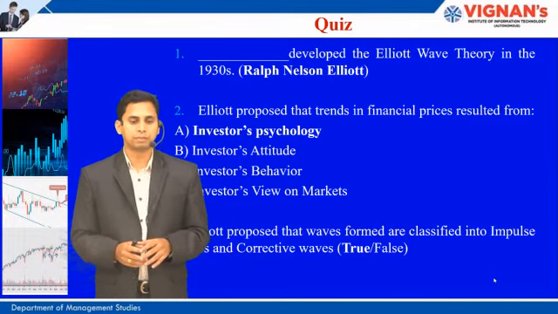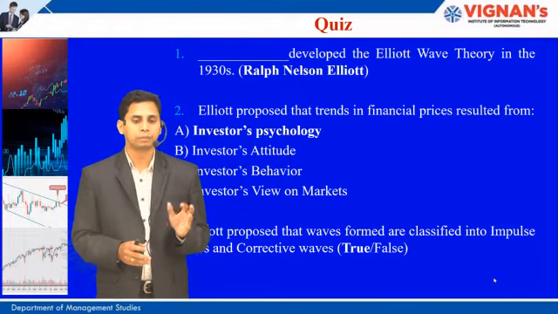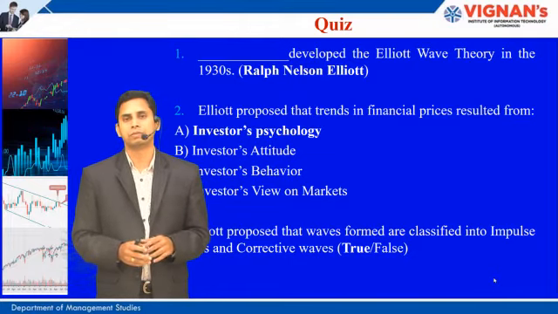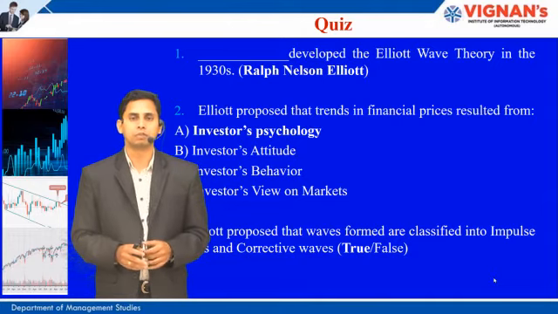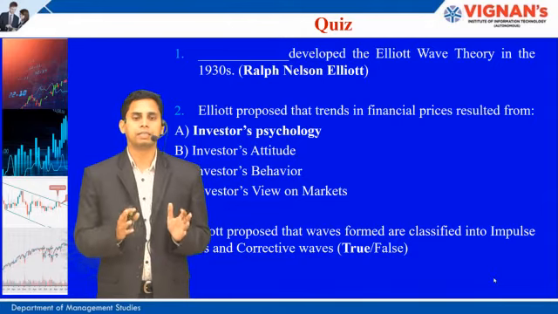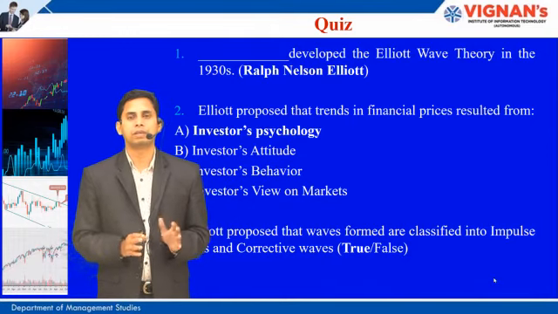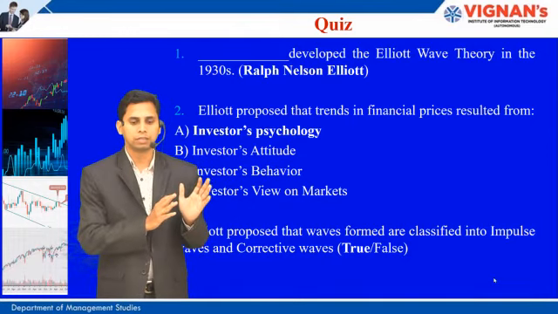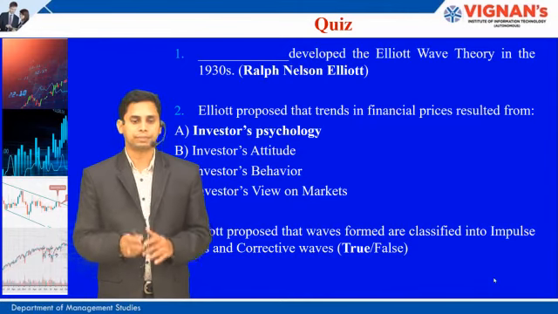Elliott proposed that the waves formed are classified into impulse waves and corrective waves. Do you agree with this statement? Yes, it's true, because Elliott classified the waves into two types: one is the impulse waves, and the other is the corrective waves.